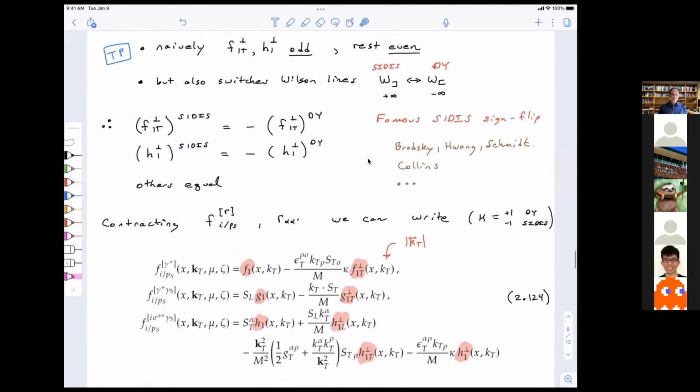I don't see any more questions here. How about on Zoom? Well, you could use charge conjugation if you wanted to consider antiprotons.